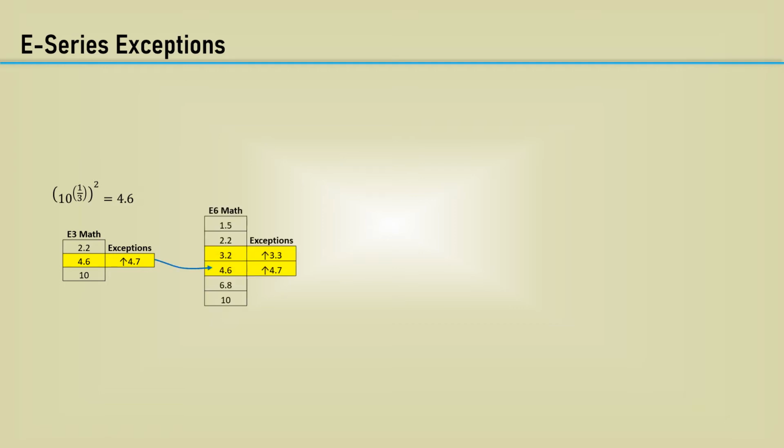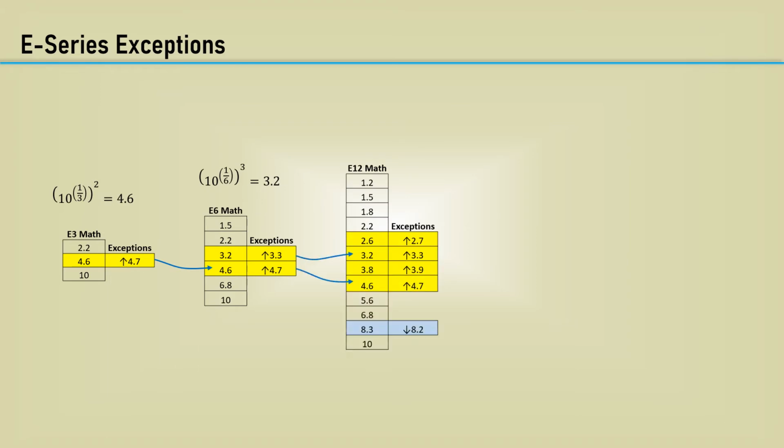Here's the E6 values. The 4.7 is used in it as well, and the third value mathematically comes out to 3.2. Just like the 4.7, it's increased by a tenth to 3.3. The E12 series has the two exceptions from the E6 series and adds 3 more. Now there's 8.3, which is reduced by a tenth to 8.2.